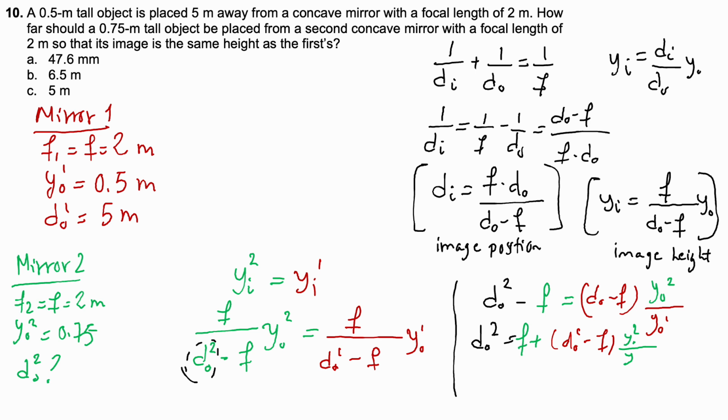If you plug in the values here, you have your 2 meters plus 0.75 over 0.5, times 5 minus 2, and this is 6.5 meters. So your solution is going to be B.